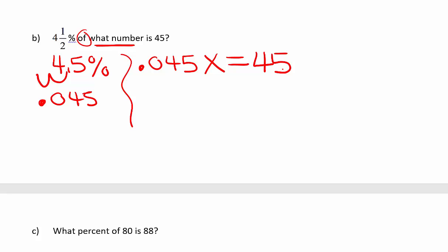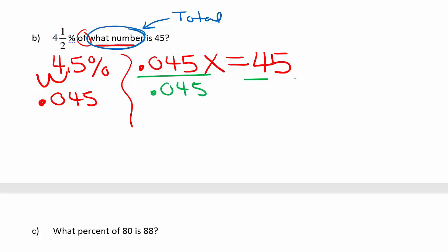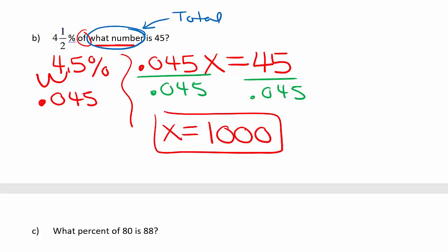Or another way of thinking about this is we don't know what comes after the of. We don't actually know the total in this problem. We just know the part. So the percent times the unknown total has to equal that part. To solve, this time I'm going to divide both sides by 0.045. And when I do the division, I get 1,000. So 4.5% of 1,000 is 45.